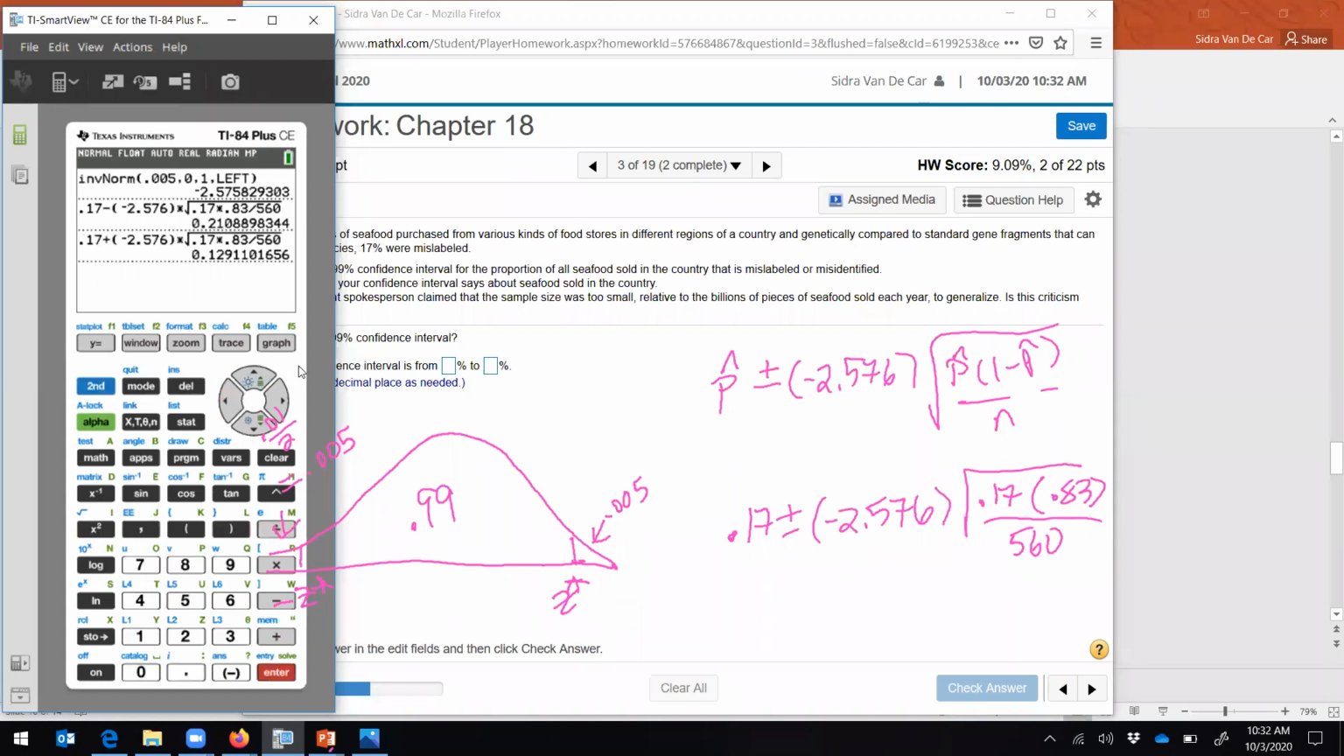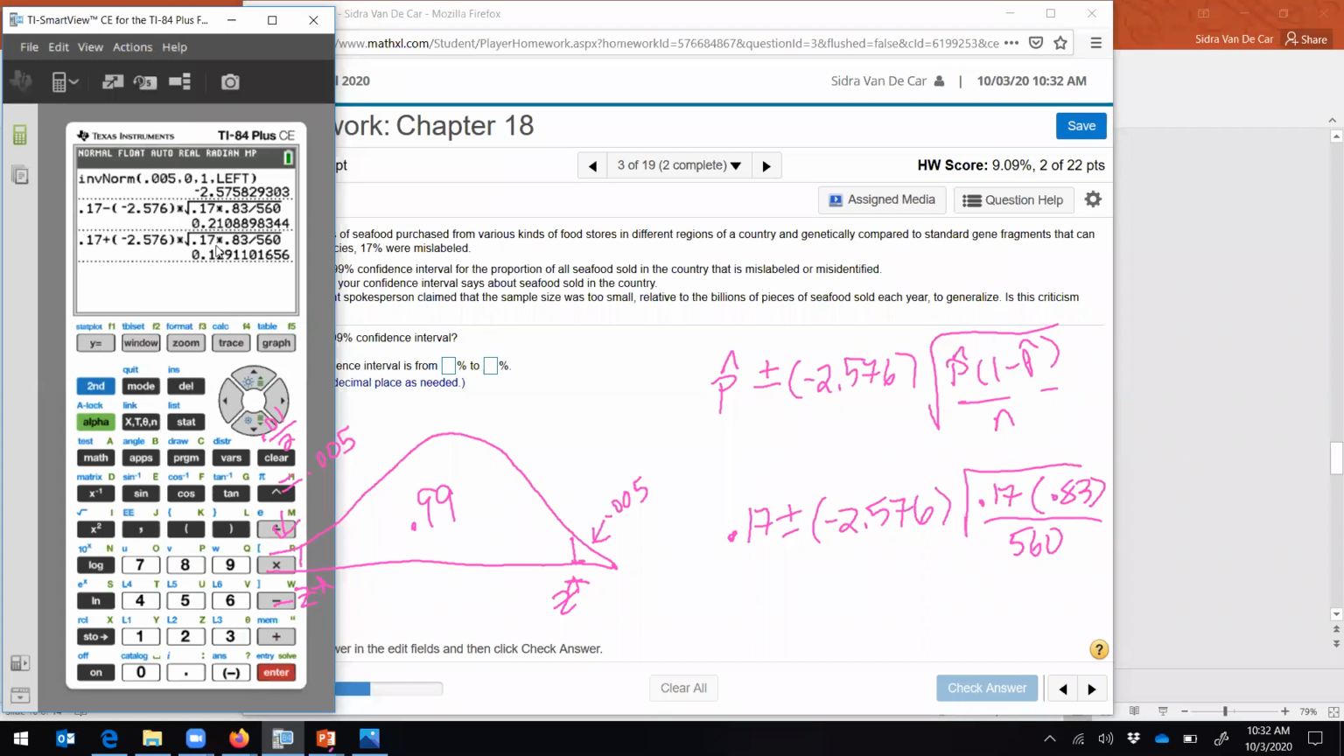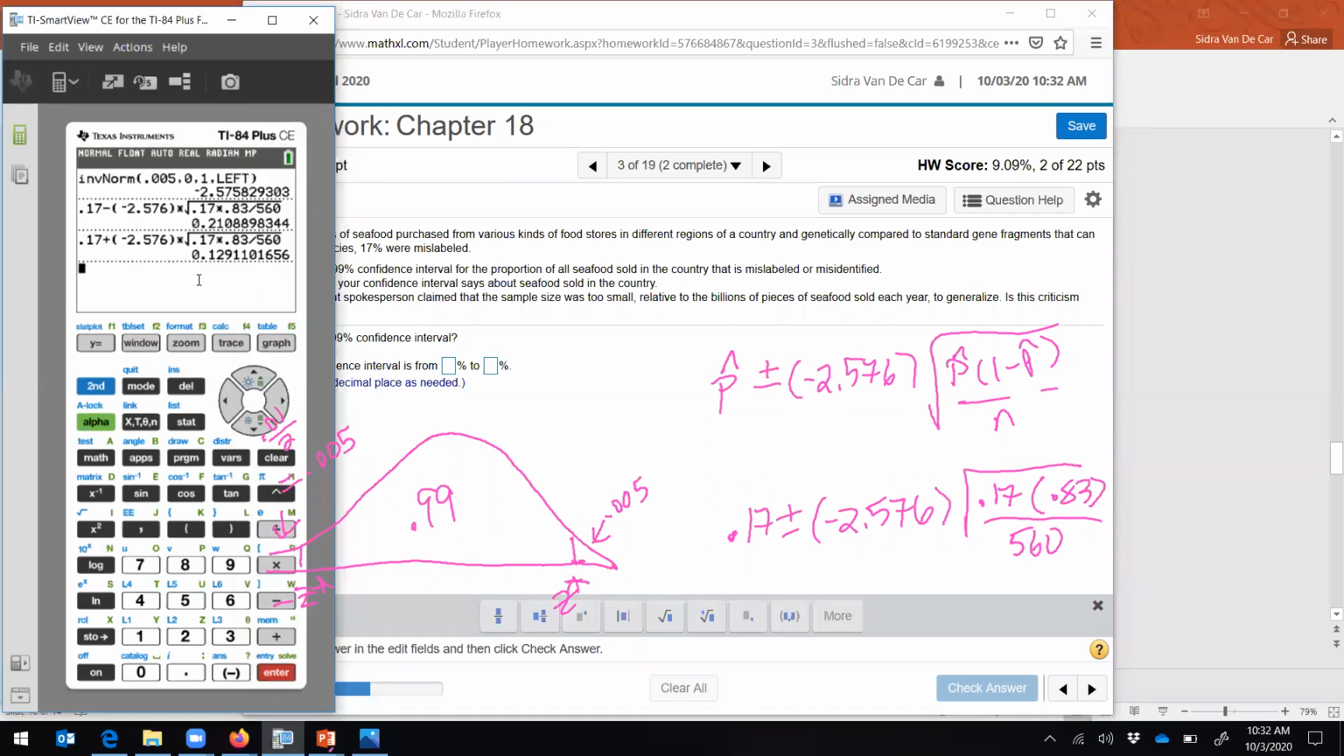And we see our confidence interval is 0.1. How many decimals did they want? 1 decimal place. So 0.1 to 0.2. Oh, they want it as a percentage. Okay, so 12.9 to 21.1.